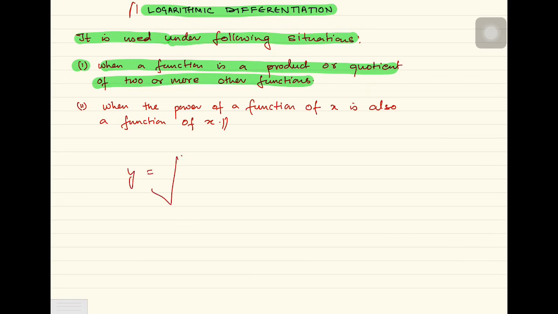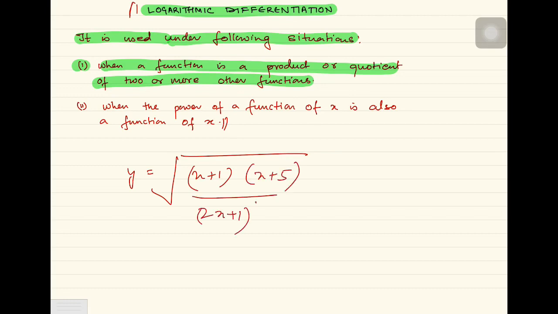For example, y equals square root of (x + 1)(x + 5) divided by (2x + 1) to the power 6 and (x - 1). If you have such a fraction, then you may use logarithm and try to simplify it, because instead of square root, I can make a half power, and then I can use logarithm and simplify, and then it will be quite simple to differentiate. Okay, I'll show you an example later through this logarithmic differentiation.